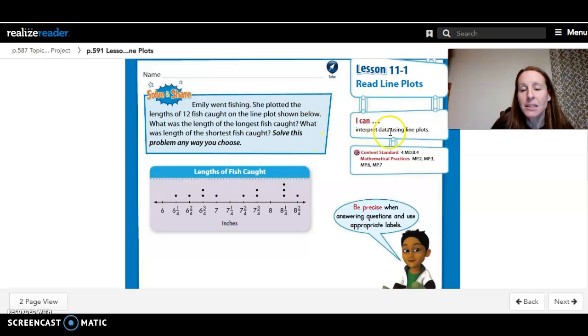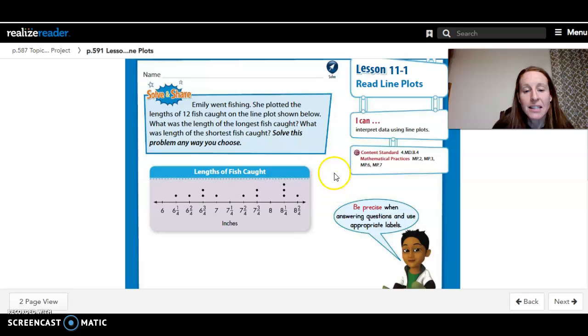So we are reading line plots, and the I can statement is I can interpret data using line plots. So data, data. I kind of use them interchangeably, so you can't go wrong. But anyway, let's take a look here.